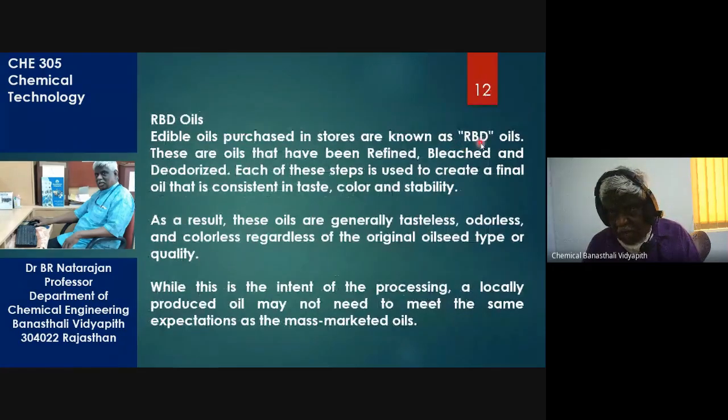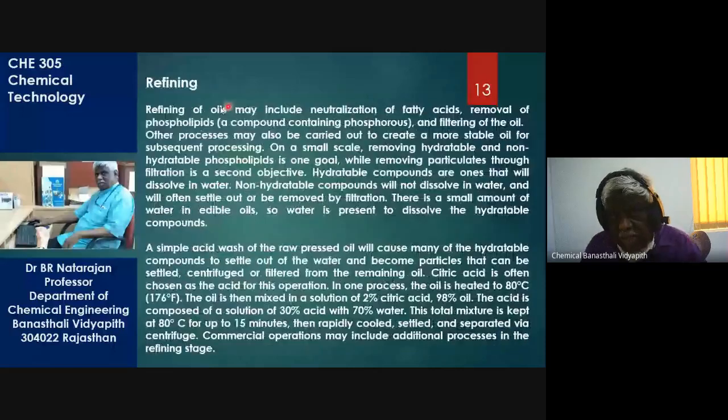Then refining. So we are just looking at what is RBD. R stands for refining. Refining is neutralizing the fatty acid, removal of phospholipids, which are compounds containing phosphorus, and filtering the oil. Other processes may also be carried out to create a more stable oil for subsequent processing. On a small scale, removing hydratable and non-hydratable phospholipids is one goal, and removing particulates through filtration is the second objective.